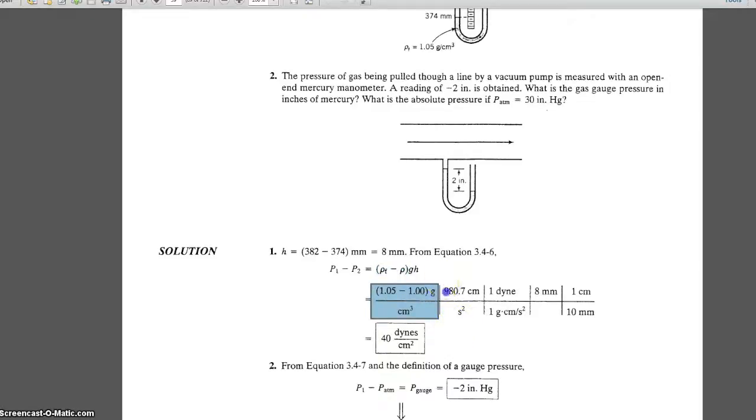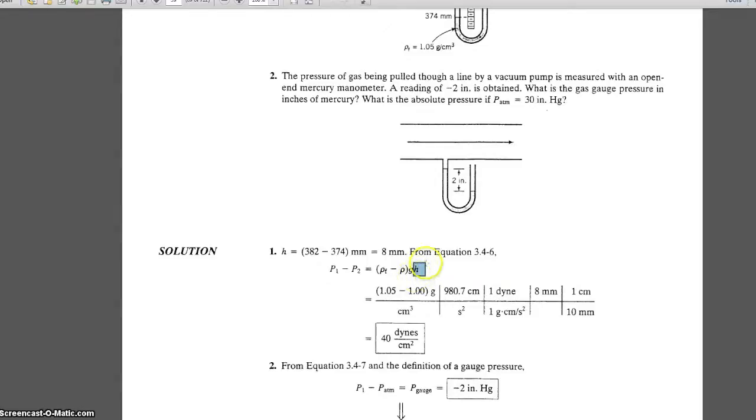And guess what this one is? 980.7 centimeter over second square. That's the acceleration of gravity, which is 9.81 meter per second square, which converts to centimeter as 980.7 centimeter over second square. Alright, so let's forget about dyne first.